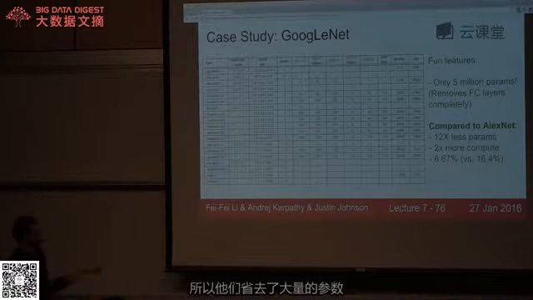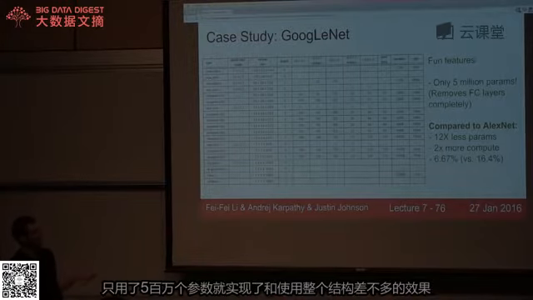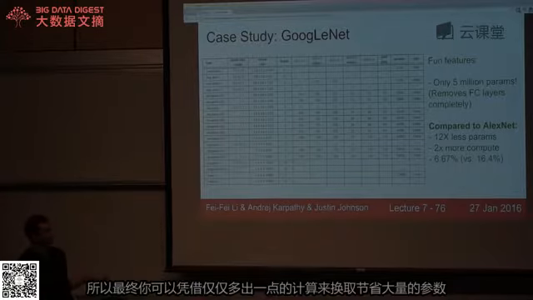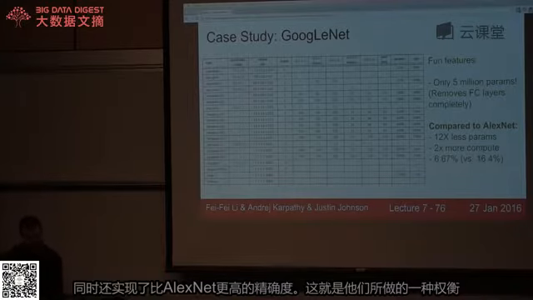And so they save a huge amount of parameters there. They get away with this entire architecture working really well at only 5 million parameters, compared to a VGGNet, which is 140 million, or compared to an AlexNet, which is 60 million. So you end up with much fewer parameters, slightly more compute, but a much better accuracy compared to AlexNet. Okay, so those are some of the trade-offs.